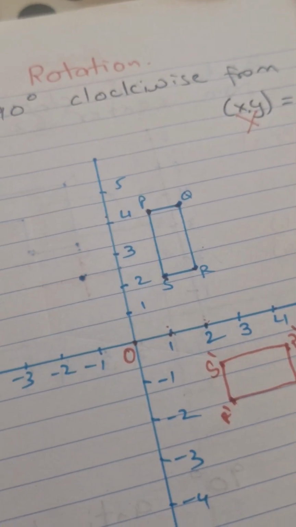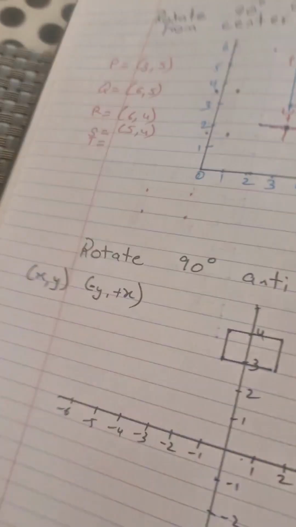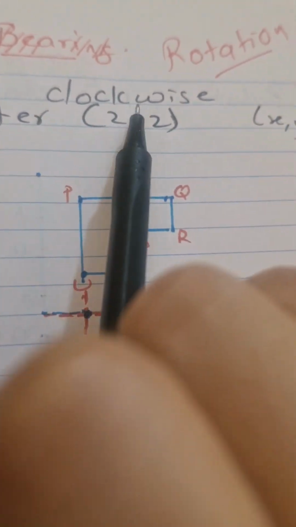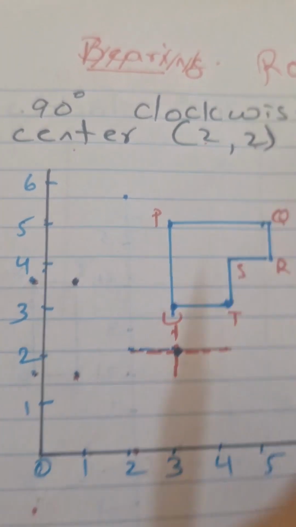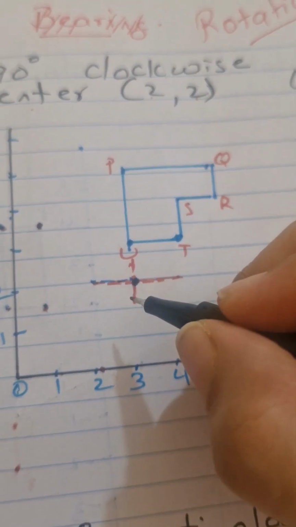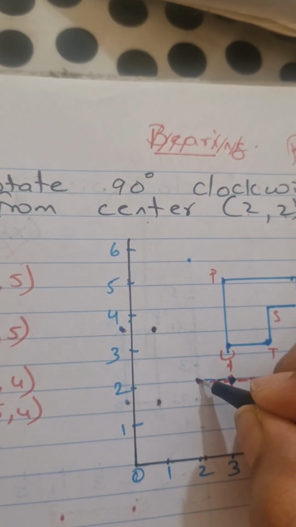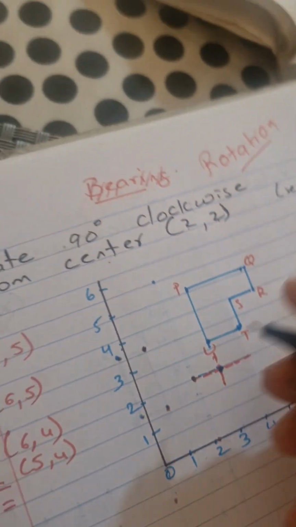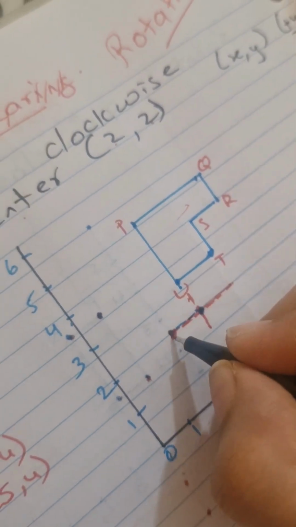Okay, now this was the origin 0. Now we will do with center given. Okay, here I have given you the center. Rotate 90-degree clockwise from center 2 and 2. So I have given you the 2 and 2 center. Okay, so you see this is 2 and this is 2. So I will make this a center here. The object is given you here and center is this.